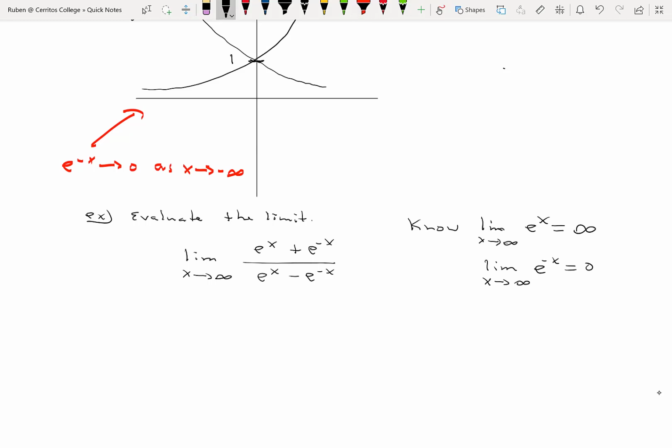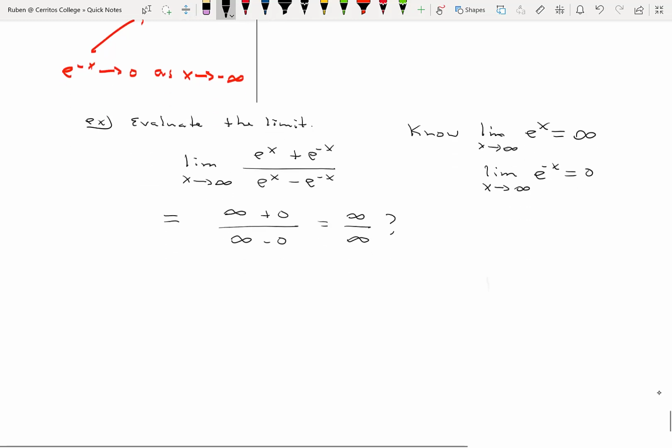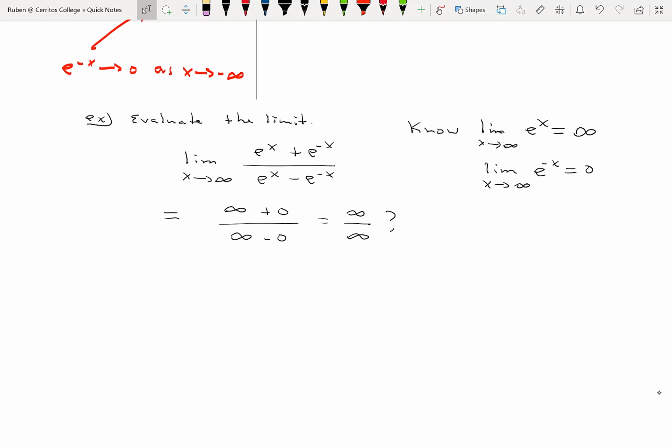Okay, so with that in mind, you might want to go ahead and try to take the limit of this function. Well, e to the x goes to infinity, e to the minus x goes to 0, e to the x goes to infinity, e to the minus x goes to 0. We get infinity over infinity, and that's not a number. You could probably get this to equal 1 using a little bit of logic, but let's stick with getting this limit using algebra.